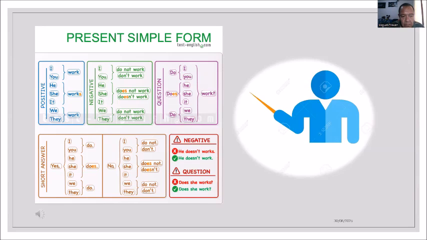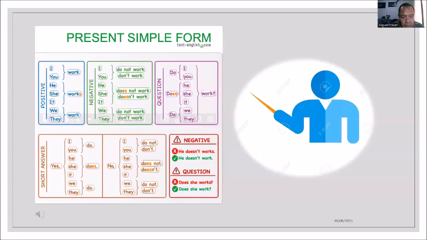To make a sentence negative, we use do not or don't, or does not or doesn't, followed by the base form of the verb. The structure is subject plus do or does plus not plus base verb. For example, I do not work, I don't work. He does not work, he doesn't work. We do not work, we don't work.